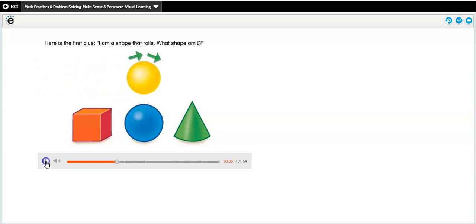What shape am I? Okay, so the first clue is I am a shape that rolls. So let's look at our three shapes. Does a cube roll? No, a cube doesn't roll because it isn't round. It has no round sides, so it can't be the cube. Does a sphere roll? Yes, a sphere does roll because it's round. How about a cone? Does a cone roll? Does it have any round sides? Yes, it does. So we know that it can't be the cube, but both the sphere and the cone roll.